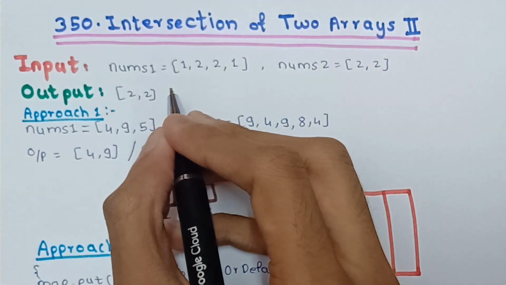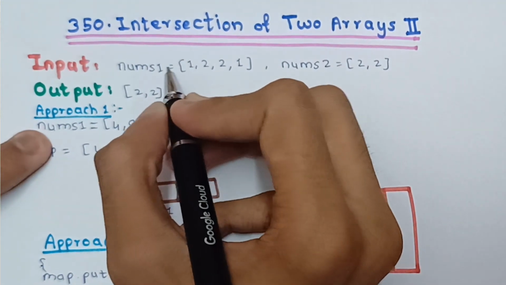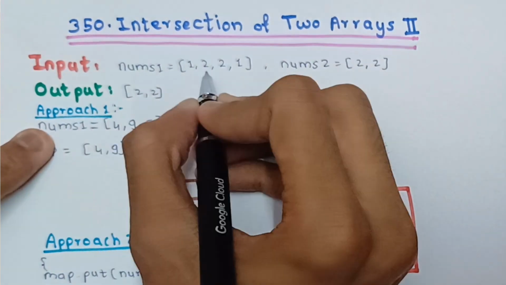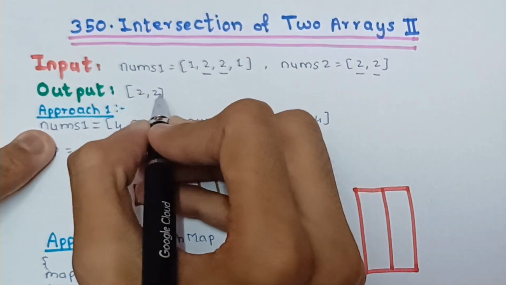Let's understand the problem statement. The problem says that we have to find the intersection of two arrays. Here are the nums1 array and the nums2 array, and we have to find the intersection. Here is a 2 and here is a 2, so we have written the 2 and 2.